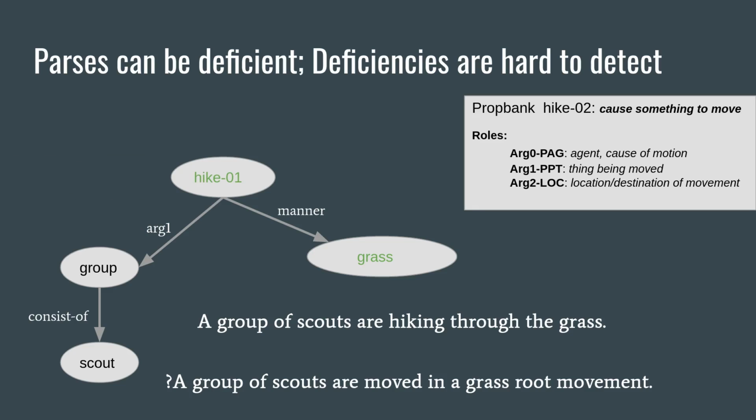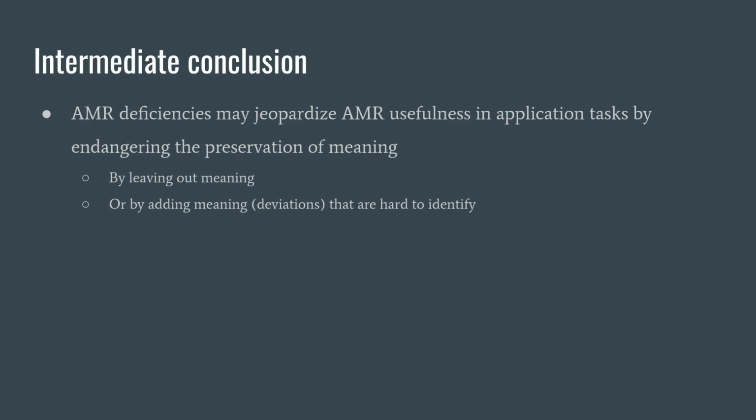Hike should have another sense. Group should be the arg 0 of hike, and grass should not be the manner of hike, but the arg 2, the location where the hiking takes place. So here's an intermediate conclusion.